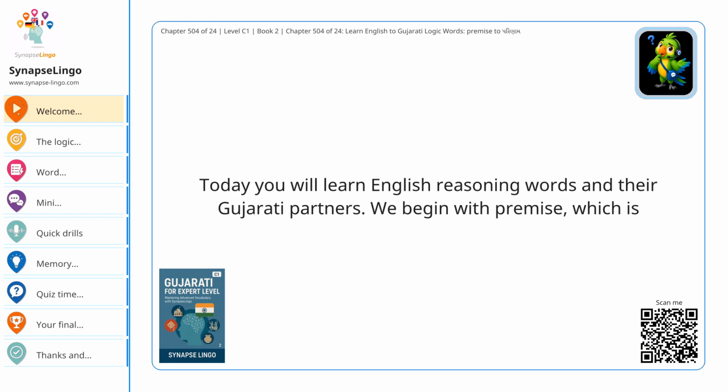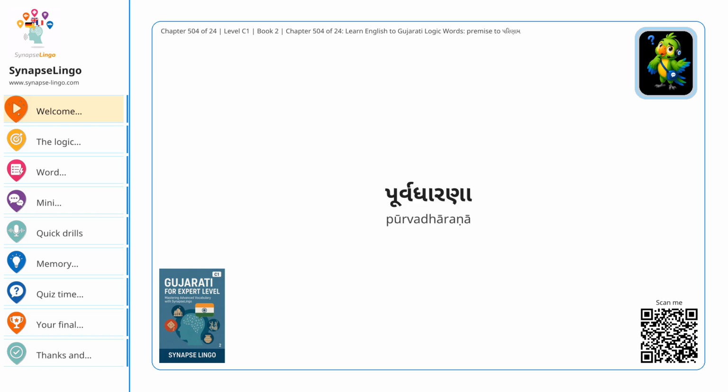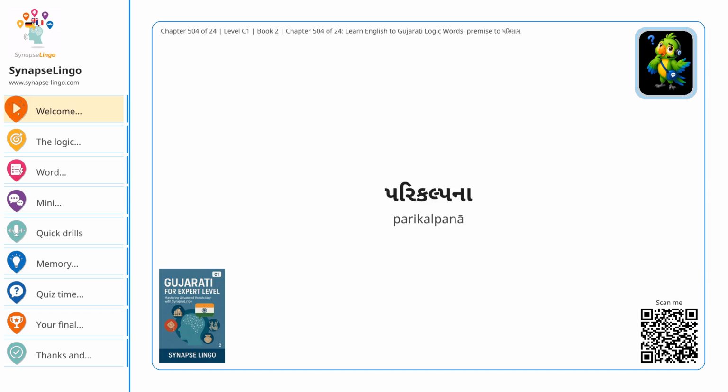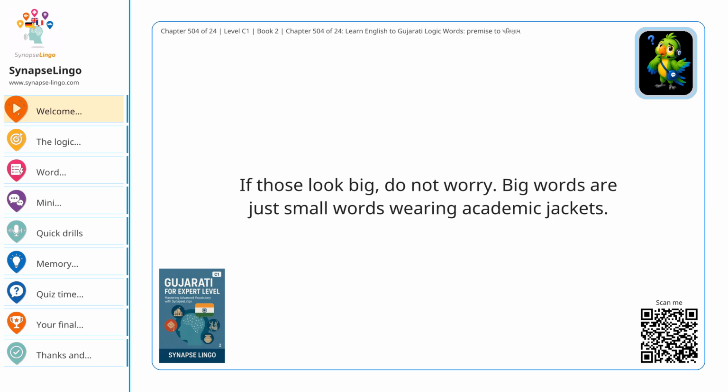We begin with premise, which is પૂર્વધારણા, then assumption, ધારણા. For thesis, we use આ, from the given set, and we will treat it as a target practice item you must remember. Then hypothesis is પરિકલ્પના, conclusion is નિષ્કર્ષ, implication is સૂચિતાર્થ, and consequence is પરિણામ. If those look big, do not worry. Big words are just small words wearing academic jackets.